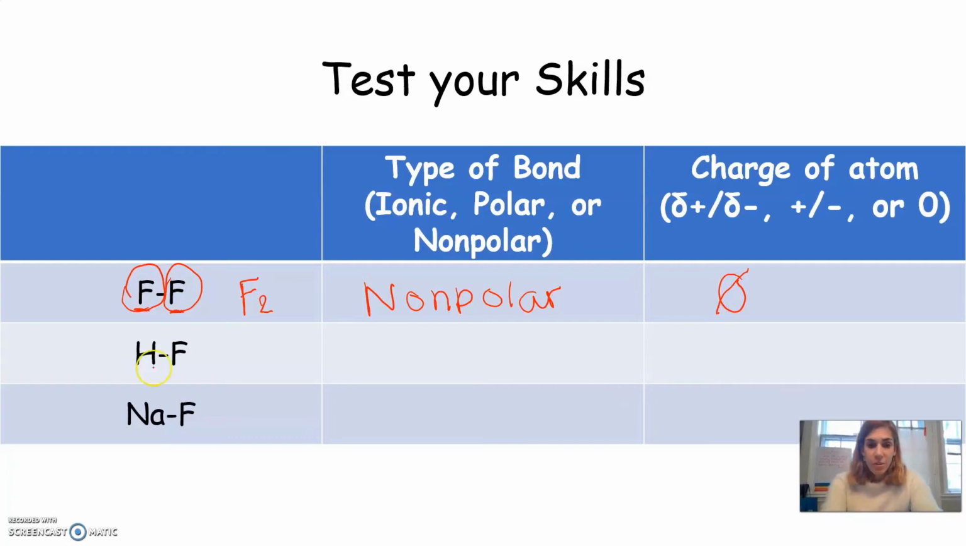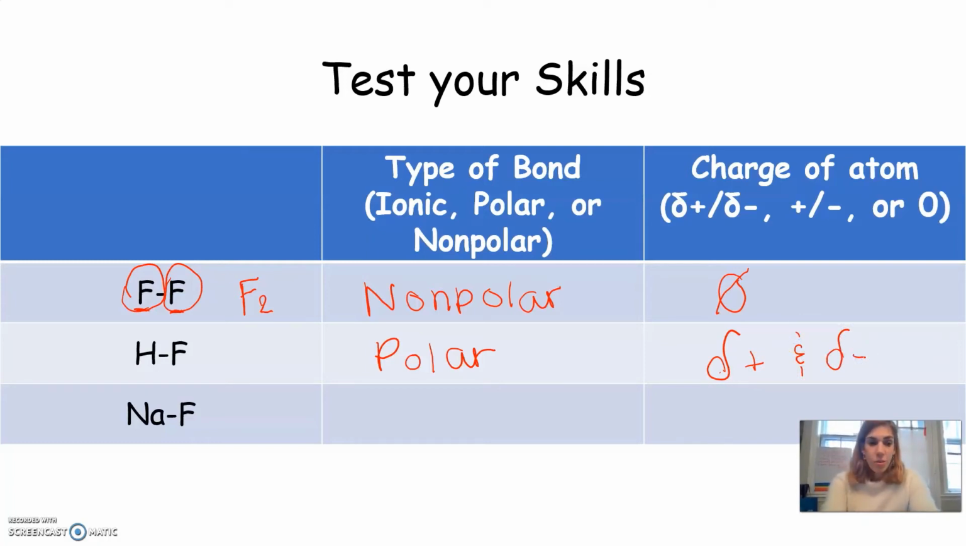Now let's take a look at the next one, H and F. Again, two nonmetals, which means it has to be polar or nonpolar. It's not a carbon-hydrogen bond, but it's also not diatomic, which means that this has to be a polar bond. And if it's a polar bond, it's unequal sharing, which means that it has a dipole positive and a dipole negative.